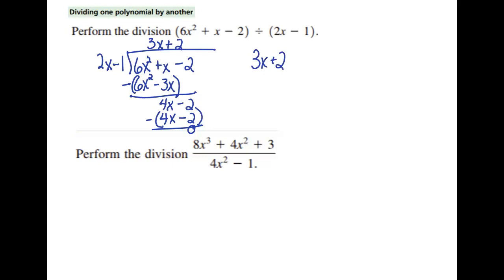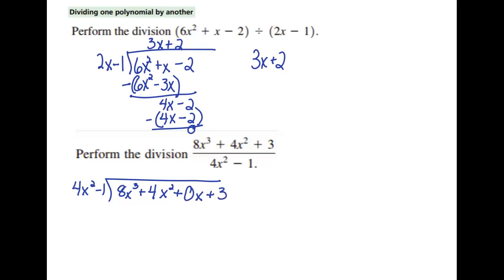Now I want to do the same type of thing with this last division problem. If I take 4x squared and I divide it into 8x cubed plus 4x squared, but I've got to hold a place here. I'm missing, as I'm looking at these variables, x cubed, x squared, I need an x to the first, which I don't have, so I'm just going to hold that place with a 0. So 0x, and then bring in my plus 3.